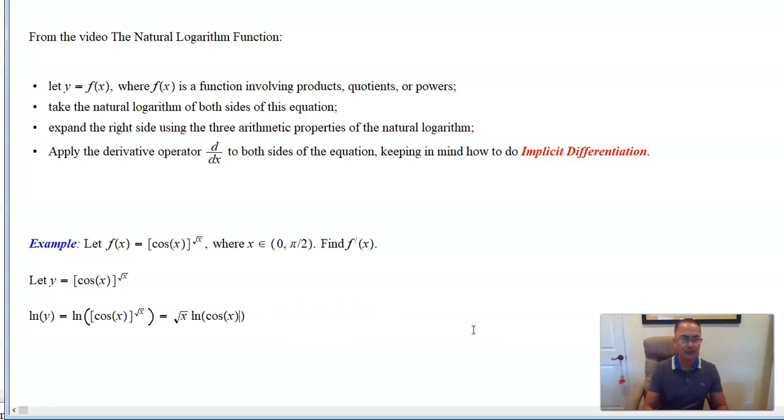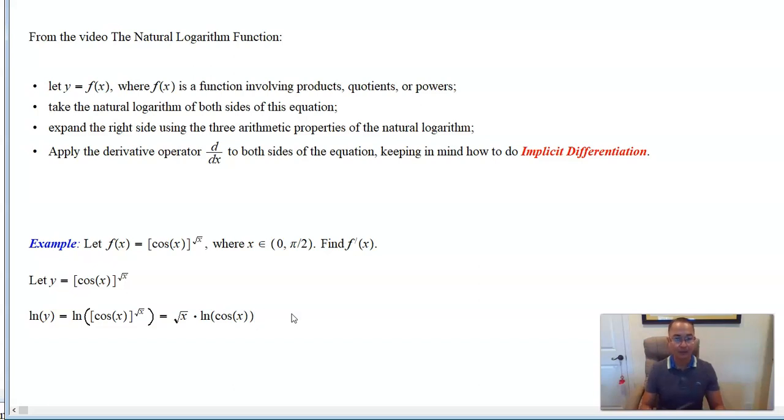You might be thinking, shouldn't we subtract 1? No. That's a derivative formula. We're not taking a derivative. We're simply applying properties of the logarithm. So the exponent goes out, and you just have ln of cosine of x remaining. Now we are multiplying two functions of x: a square root of x multiplied by ln of cosine x.